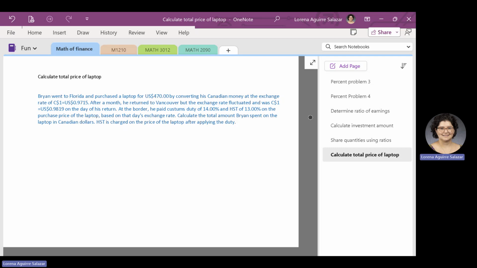At the border, he paid customs duty of 14% and HST of 13% on the purchase price of the laptop, based on that day's exchange rate. Calculate the total amount Brian spent on the laptop in Canadian dollars. HST is charged on the price of the laptop after applying the duty.